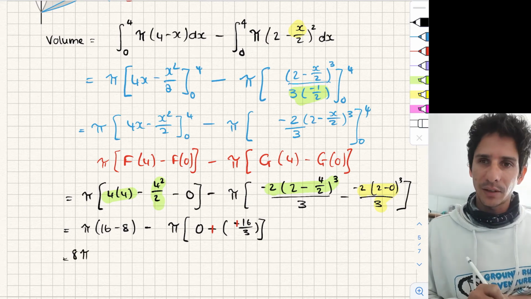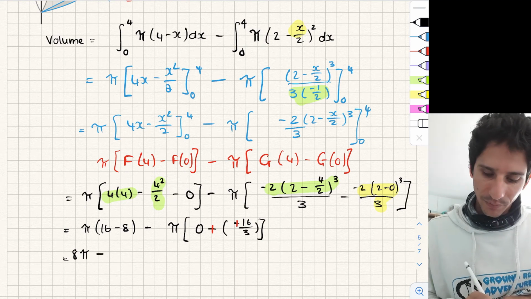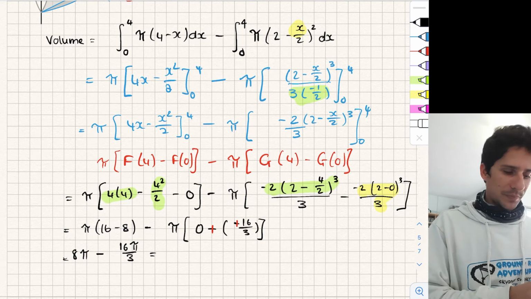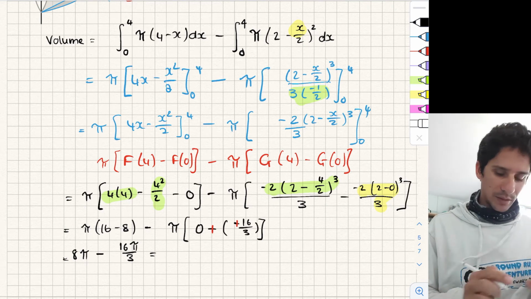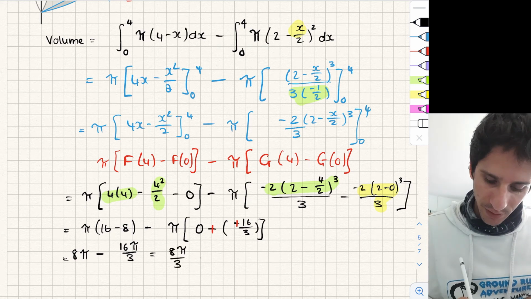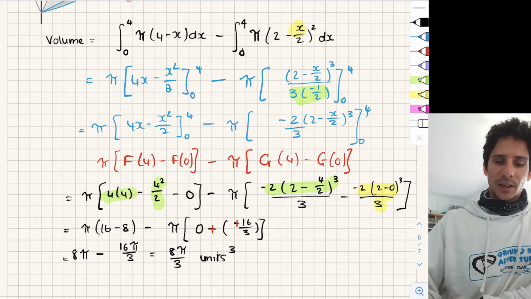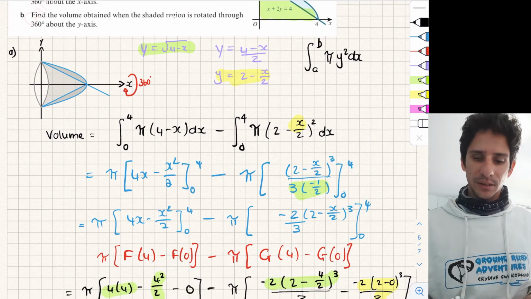8 pi, right, from the first integral, take away 16 pi over 3. And this is going to give us 8 take away 16 on 3. This is going to give us 8 pi over 3, and this is units cubed. Right, so that's the volume if we rotated that shaded area around the x-axis.